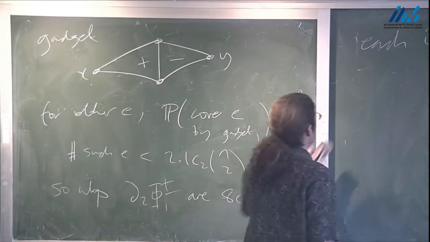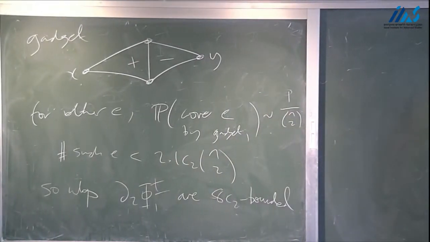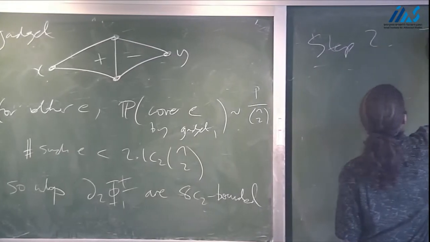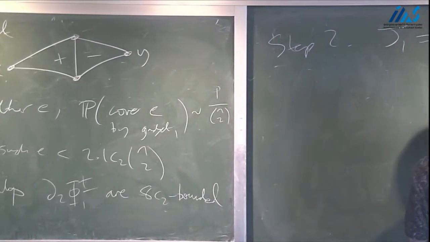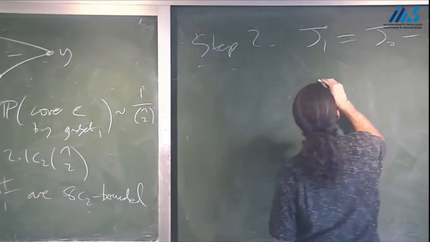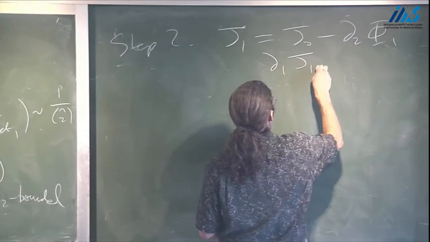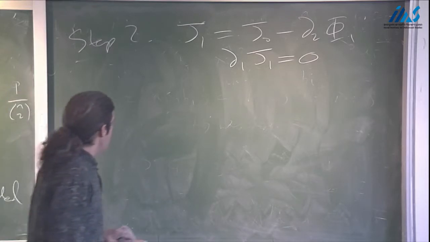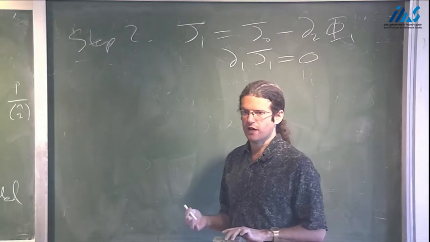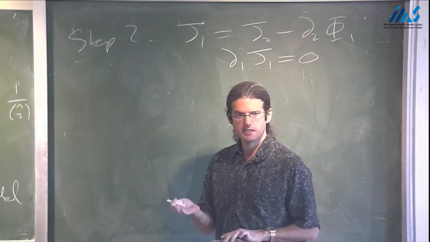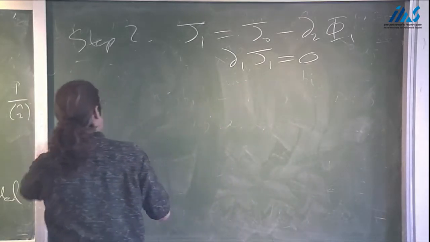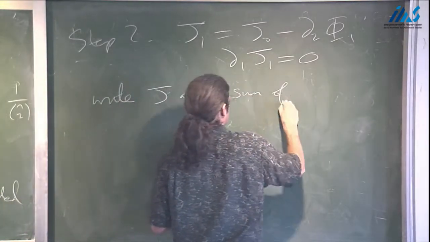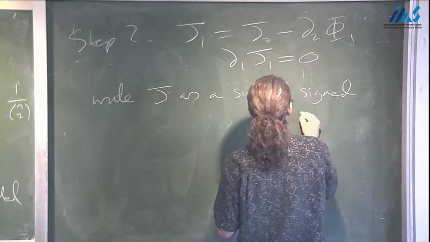So now, in step two, we're starting with some J1, which is J0 minus J1, which satisfies: J1 sums to zero at every vertex. Okay, so now I'm going to make an argument which is really very specific to graphs. I'm going to decompose it as a sum of cycles, where I alternate plus 1, minus 1. So let's write J as a sum of signed cycles.